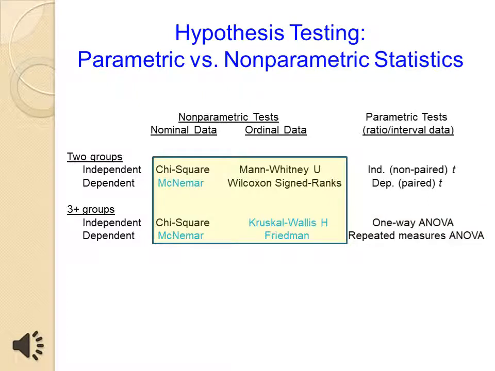If we test data that are nominal or ordinal in nature, or which don't represent a normal distribution, we must use different statistical analyses. The tests we will cover in this unit are the chi-square to test independent nominal data in two or more groups, the Mann-Whitney U to test independent ordinal data in two groups, and the Wilcoxon signed ranks to test dependent ordinal data in two groups. The McNemar test used with nominal dependent data, and the Kruskal-Wallis H and Friedman test used with ordinal data of more than two groups will not be covered in this course.